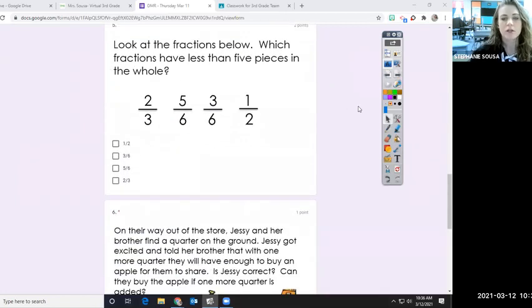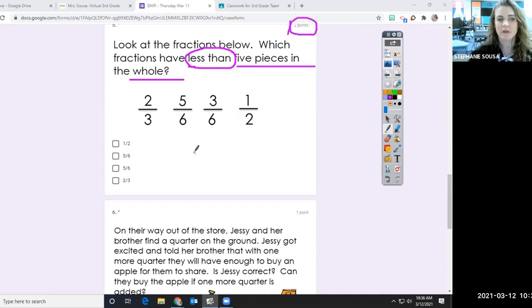Next one, look at the fractions below. Which fractions have less than 5 pieces in the whole? In the whole, less than 5, 3 is less than 5. So 2/3 has less than 5 pieces in the whole. These two are 6. 6 is more than 5 pieces. And 1/2 is only 2 pieces. So 1/2 has less than 5 pieces in the whole.